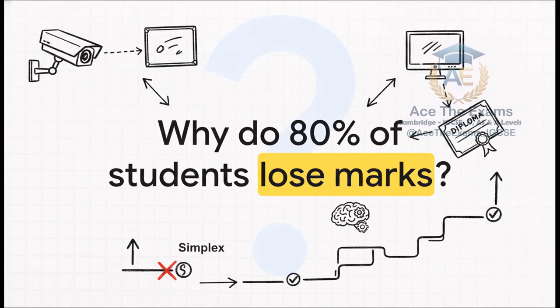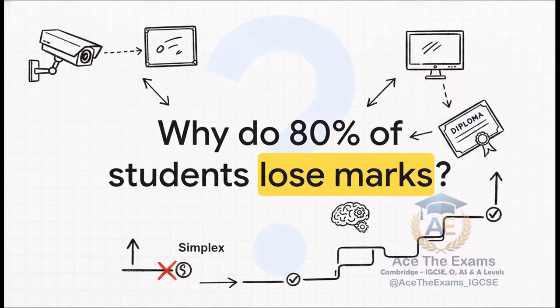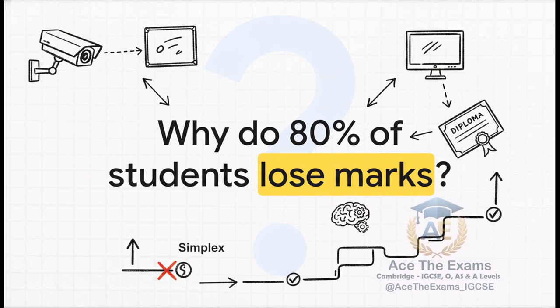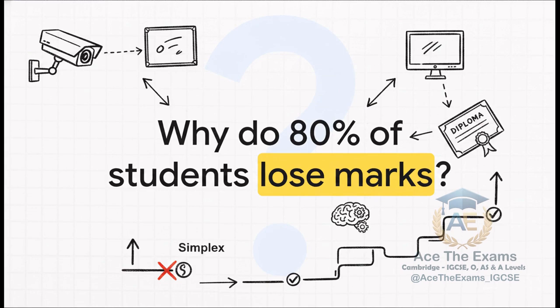So, why do 80% of students lose marks on a completely basic CCTV data transmission question? Well, here is the harsh reality. If you read the scenario, write down Simplex, and just stop writing, you've just lost 2 marks. And honestly, that could be an entire grade boundary slipping away.